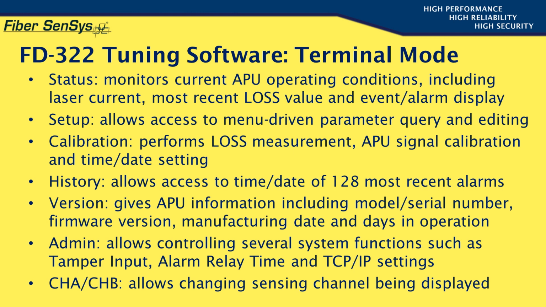Entering the history mode allows access to the time and date of the 128 most recent alarms recorded by each APU channel. The version command gives APU information including model and serial numbers, firmware version, manufacturing date, and days in operation. The admin mode allows the user to control several system functions such as enabling or disabling the tamper input, adjusting the alarm relay time, and making the TCP/IP related settings. Finally, entering CHA or CHB allows the user to change the APU sensing channel being displayed.